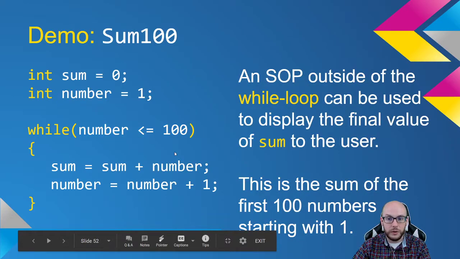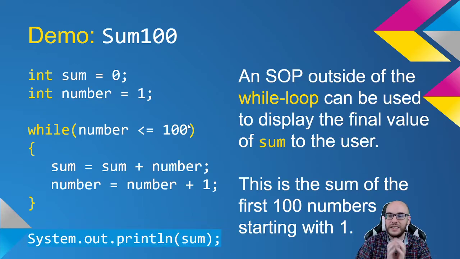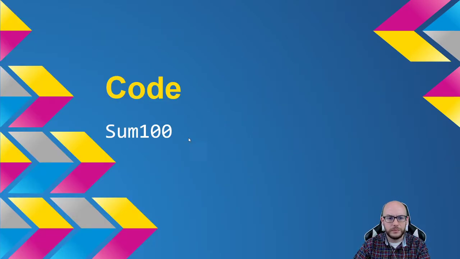In theory, we could throw in a system.out.println line outside of the while loop to display the final value of the sum to the user, and this is the summation of the first 100 values. That is 1 through 100, inclusive on both ends. Let's throw this into Java and see it in action.